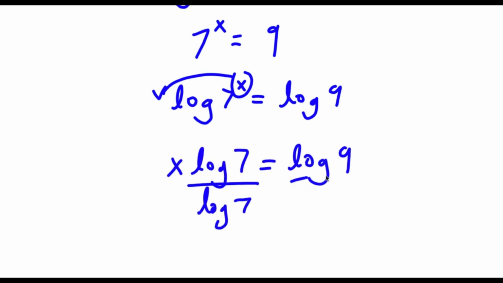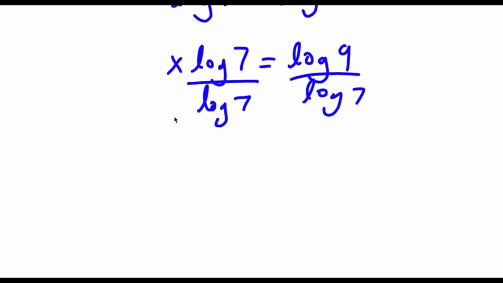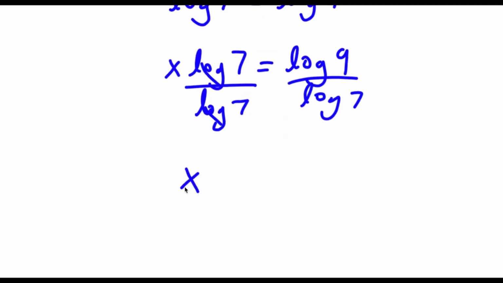And now I can divide both sides by log 7 because, as you can see, x is an actual term now, and it's pretty simple to solve for it. So now we have x is equal to log 9 over log 7.